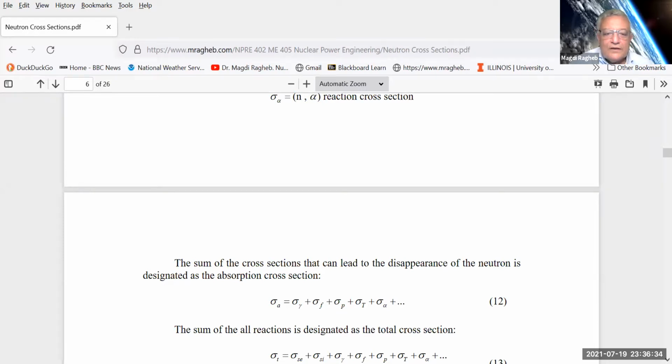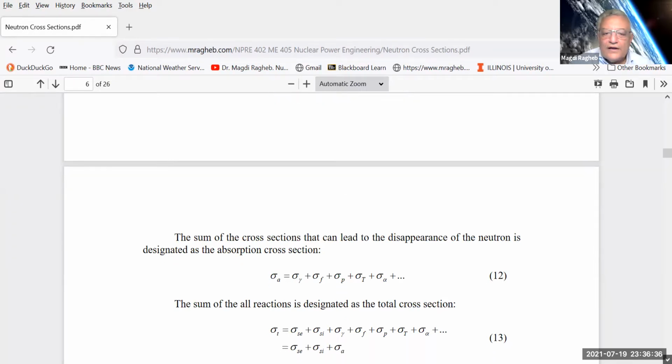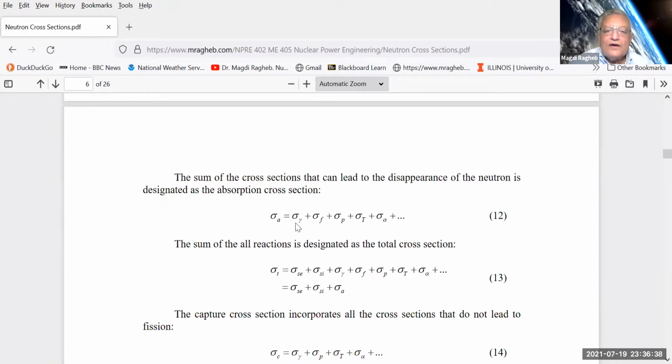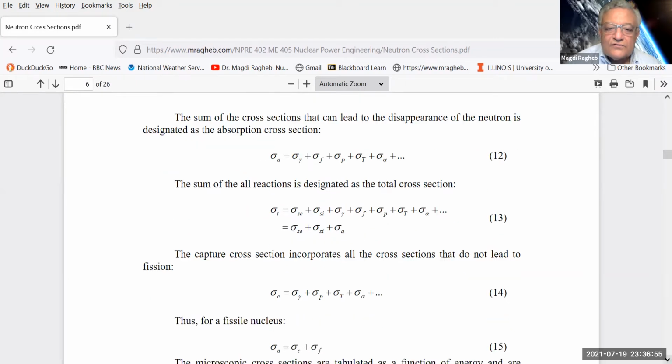And if we sum all the reactions that we have in the list earlier, this means that you take the sigma absorption plus the inelastic scattering and the elastic scattering. That is when we call it the total cross-section. In the textbooks, we also designate what's called the capture cross-section. So the capture cross-section is all the cross-sections here in equation 12, except for the fission cross-section.